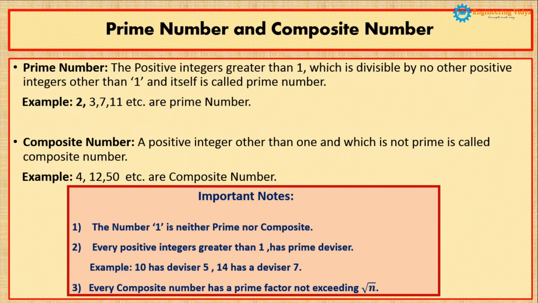So 2 is also a prime number and 5 is also a prime number, because 10 is divisible by 2 as well as by 5, and both are prime numbers. So this second note says that, again I am repeating, every positive integer greater than 1 has a prime divisor, like 10 has a prime divisor, like 5, right?